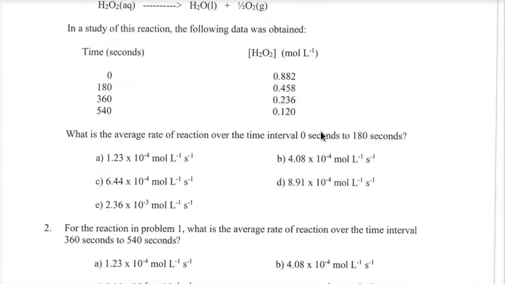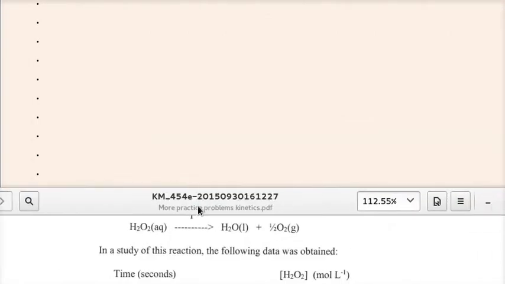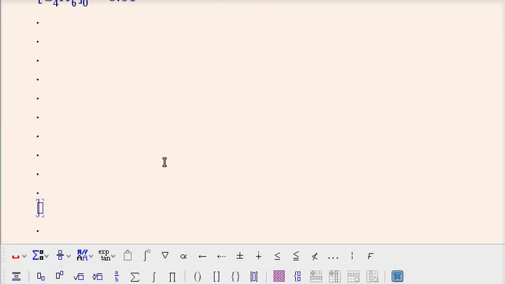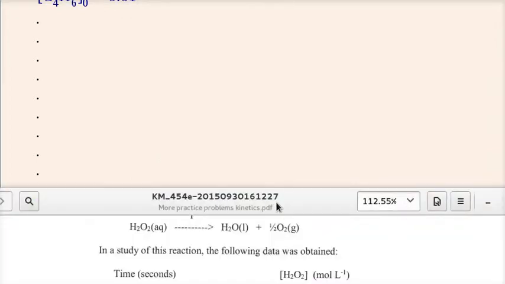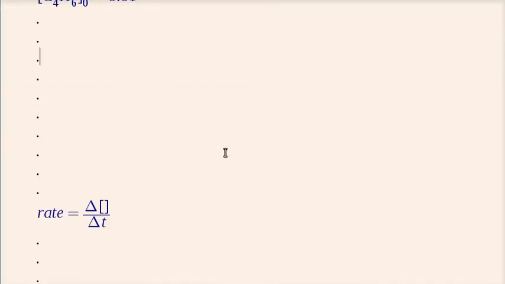First of all, the interval is 0 to 180, not the whole interval. But even if it were the whole interval, the process would be the same. The rate is delta something over delta t, because that's what the rate is, and in this case it's the change in concentration of this H2O2.